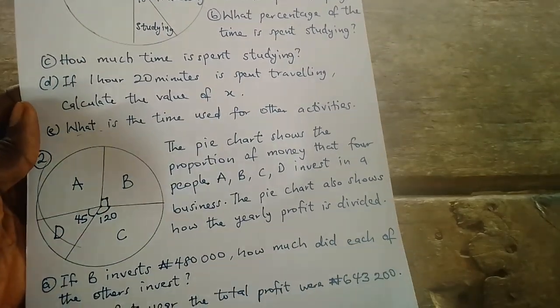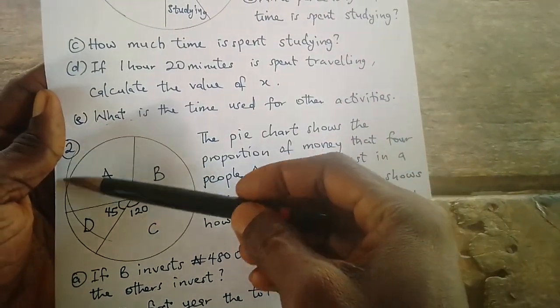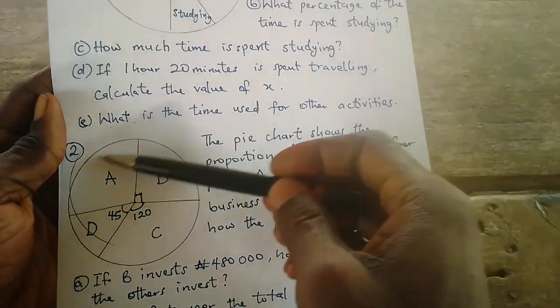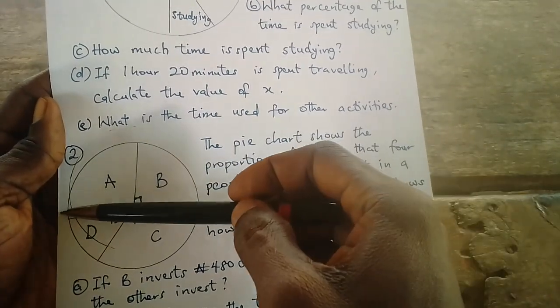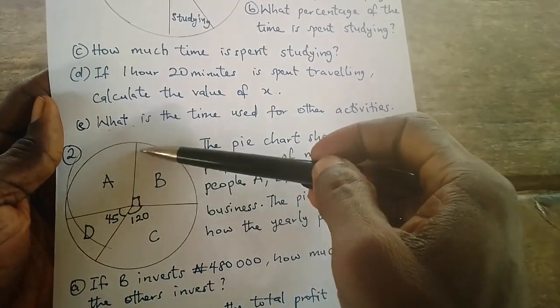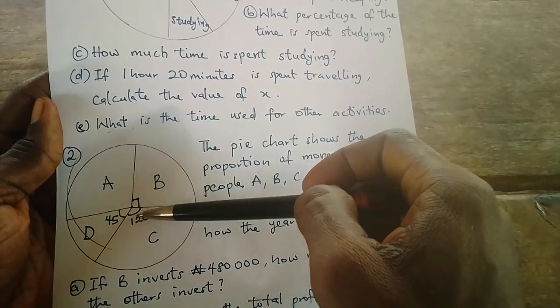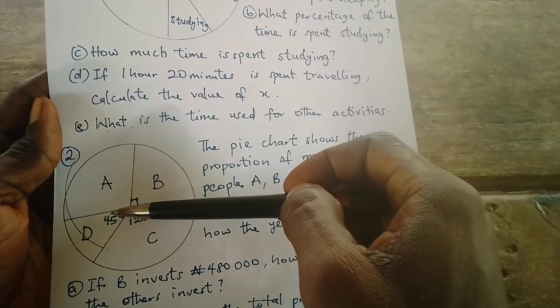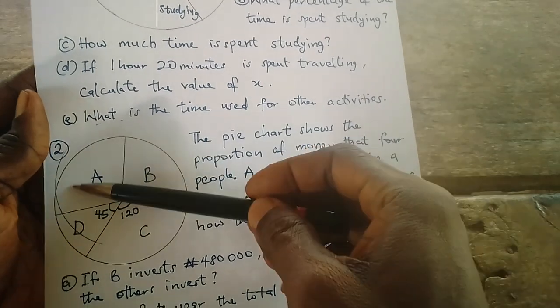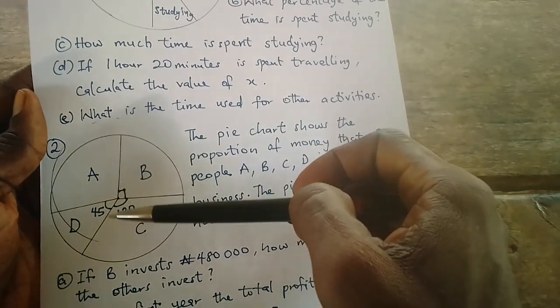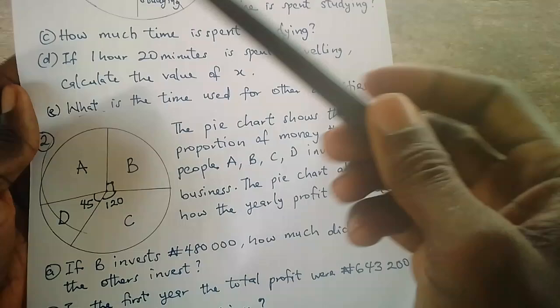Then number 2. Now we have this again. This is a circle, a pie chart. We are not given this A, but we are given this. This angle here is 90. This one is 120. This one is 45. This is not to scale, but the values of the angles were given except one.